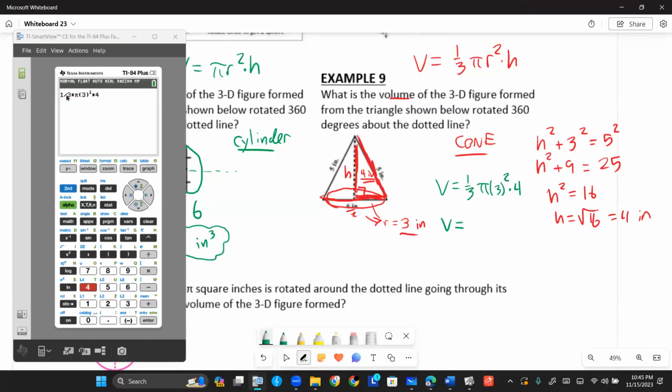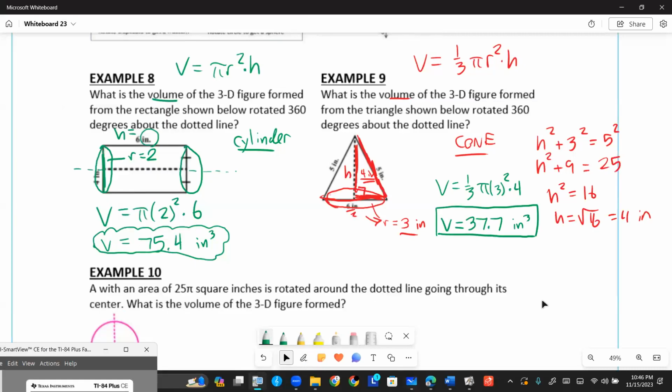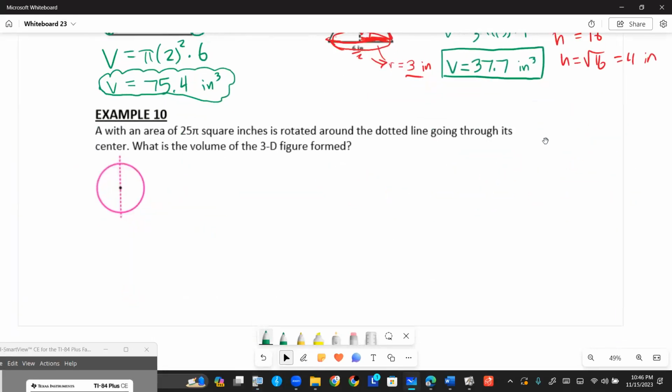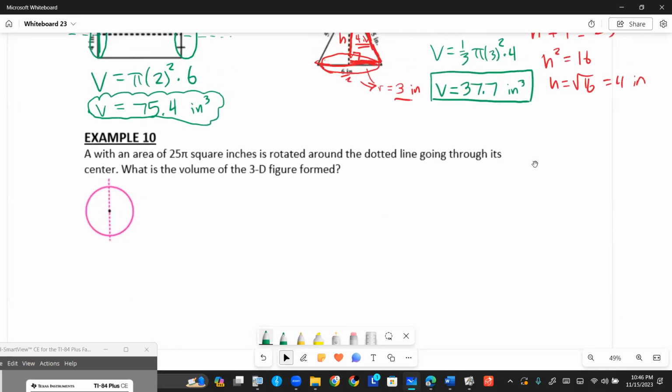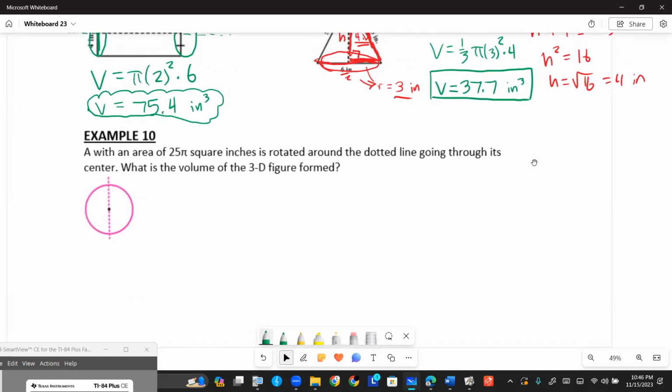All right, typing those into my calculator, 1 divided by 3 times pi times 3 squared times 4 is going to yield 37.699. So I'm going to round that up to 37.7. And our units are in inches, so the volume is going to be in inches cubed. All right, let's look at that last example, and then we're going to move on with our practice problems. So example 10, take a minute to read through that and try it on your own. We'll go over it after you unpause it.